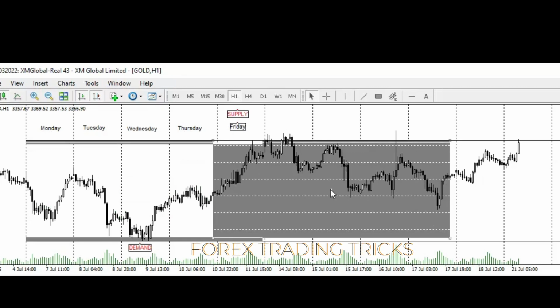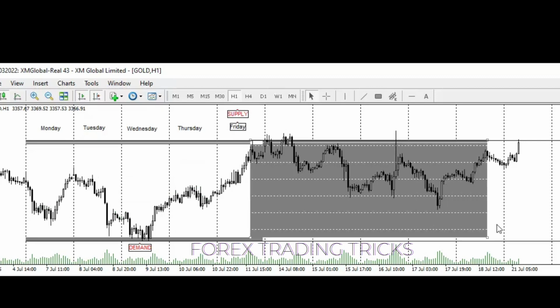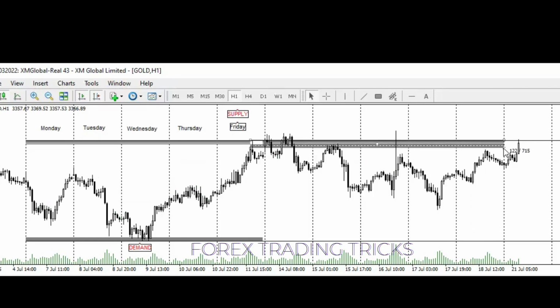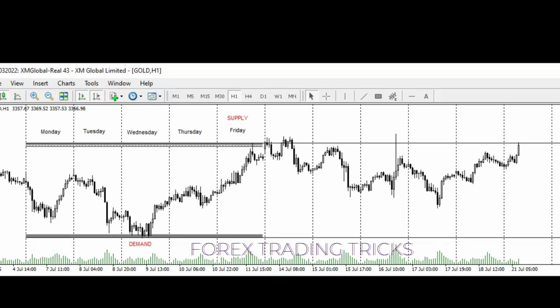Let me remove this one. Yeah, let me just do it like this, because I'm going to use it again, so that I can show you how these big banks and big guys manipulate you guys. So that's your supply and that's your demand. You see? Your demand was on Wednesday and your supply was on Friday. So you find your supply, you find your demand. That's where the majority will get trapped.